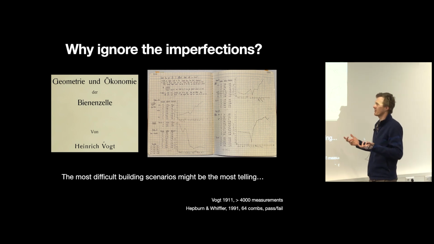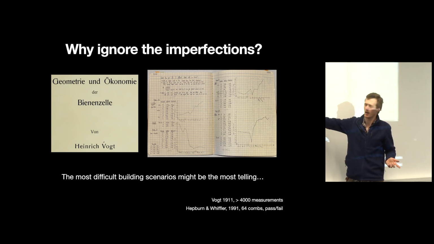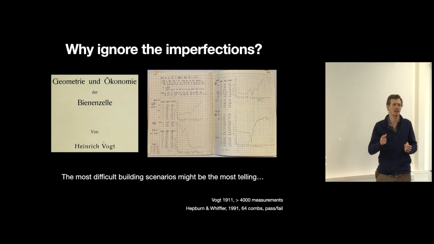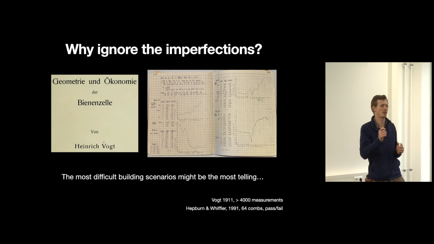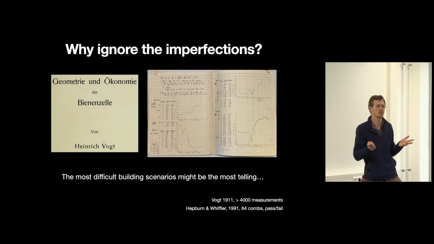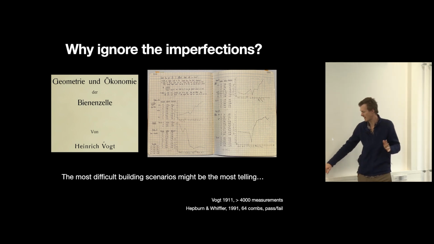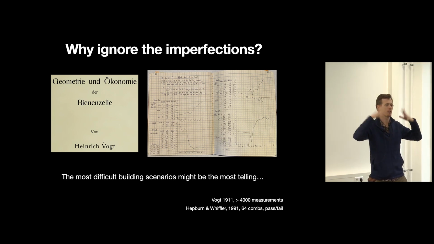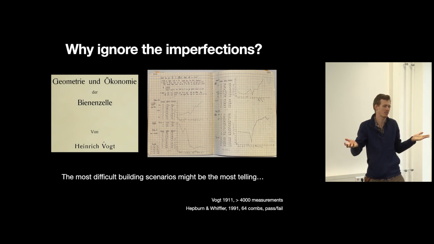My favorite example of this is actually Heinrich, who made over 4,000 measurements of hexagonal cells, but didn't do a single measurement of a non-hexagonal or irregular cell because he's like, I can't touch those with a 10-foot pole. Hepburn and Whiffler in the 90s would give combs a pass-fail based on whether there were any non-hexagons or not. So maybe for them that was fine. For me, that seems a little harsh.